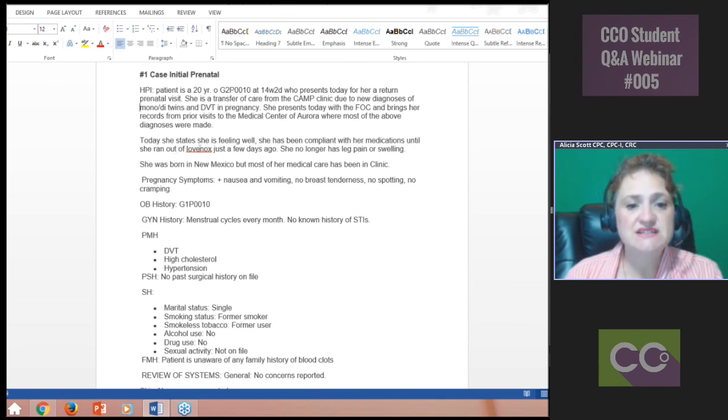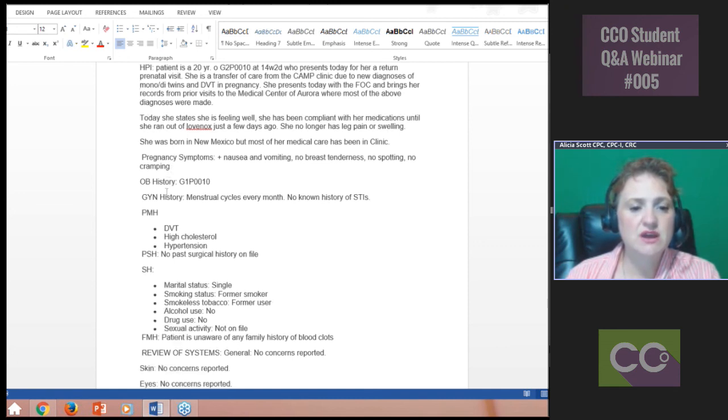Then it states that she's just coming in for a visit because she's been transferred as high risk, and that she was on Lovenox, which is a blood thinner that you give yourself as a shot in the abdomen, but she ran out. So she ran out of Lovenox a few days ago, and she no longer has any leg pain or swelling. She's gone a couple days without her Lovenox to thin her blood, but she still has a DVT.